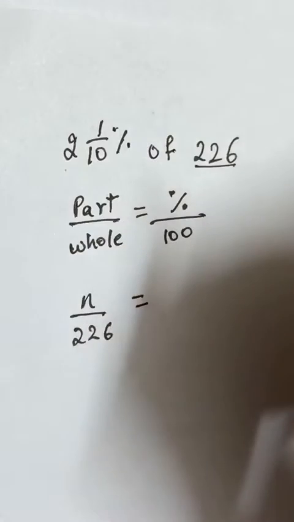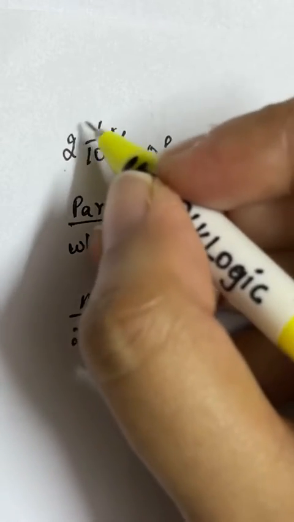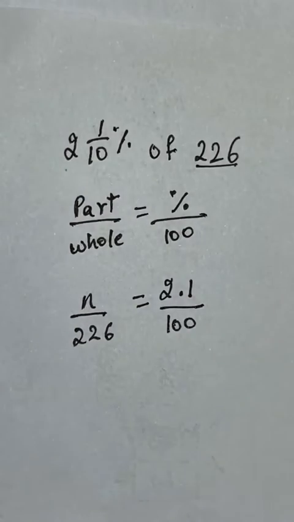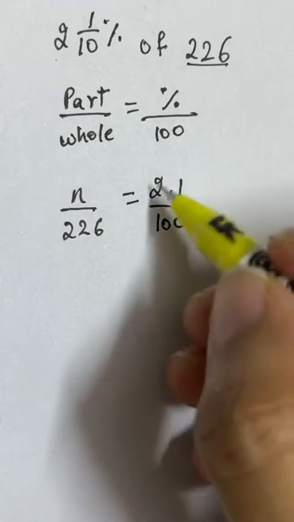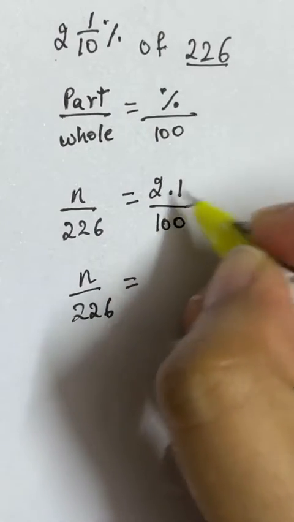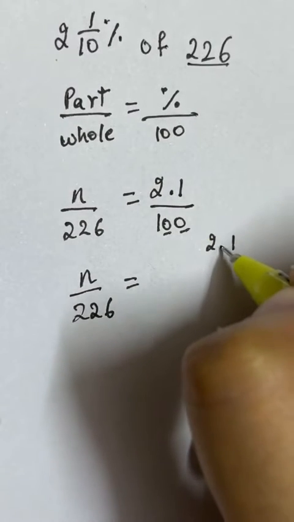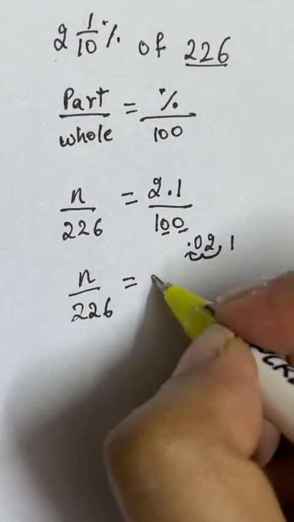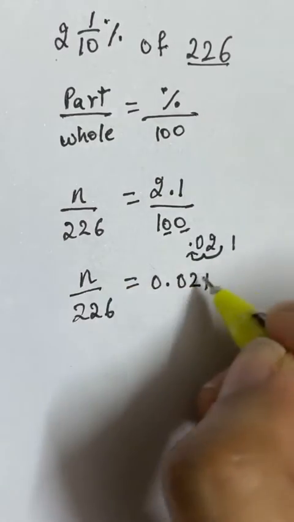How are you going to write 2 and 1/10 in terms of decimal? 1/10 is 0.1. Add 0.1 to 2, that's 2.1. So 2.1% is 2.1 out of 100. Now let's solve this. You just have 2.1 over 100. N over 226 is equal to the same number, 2.1. How many zeros are there in the denominator? 2 zeros. Move the decimal 2 slots towards left. So you have your decimal, and this slot is empty, so you put a 0. So it's 0.021, right?